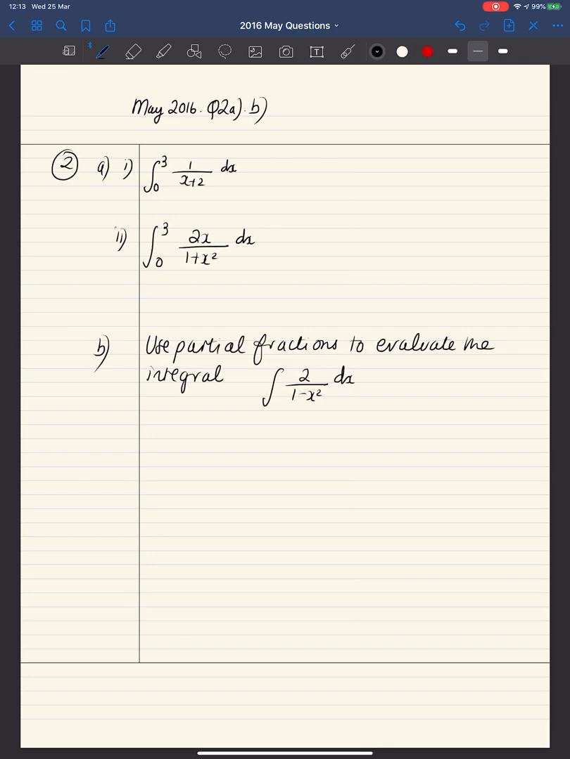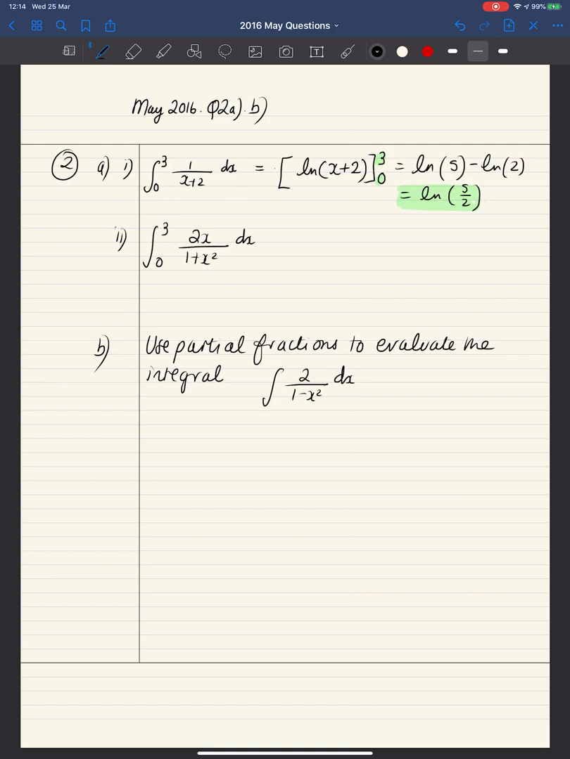The integral between 0 and 3 of 1 over x plus 2. You may know that if it's 1 over x, the integral is log x. If it's 1 over x plus a constant, it's log of x plus that constant, and in this case our constant is 2. Between 3 and 0, this is log 5 minus log 2, which is log 5 over 2 is the answer. We don't need a plus c. When we've got limits, we don't need to put a plus c.